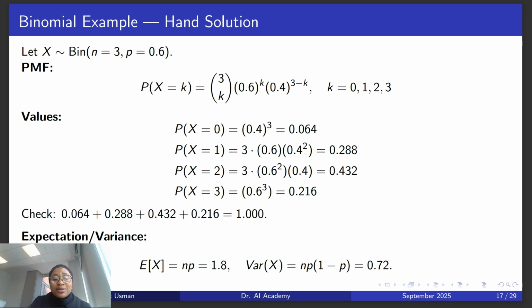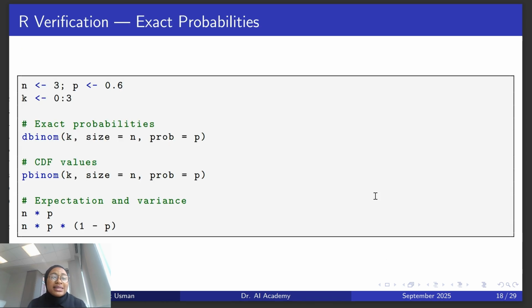We can do the expectation by using n times the probability of success, and also the variance by taking the product of the sample size, the probability of success, and the probability of failure. Okay, and so we can also do the same thing in R. See how much effort we put in. Imagine if we have larger settings, it's going to be a lot of work to find the probabilities.